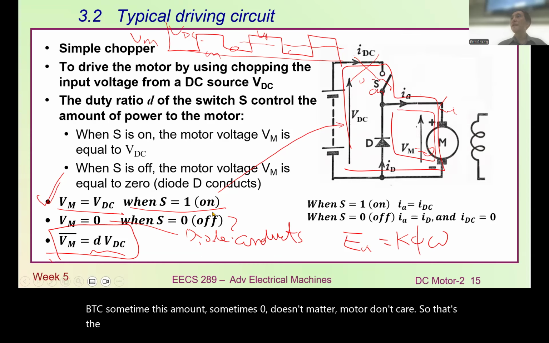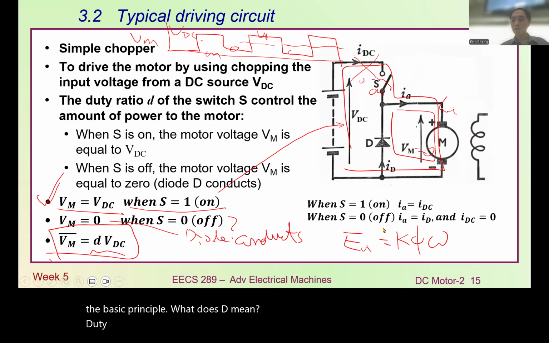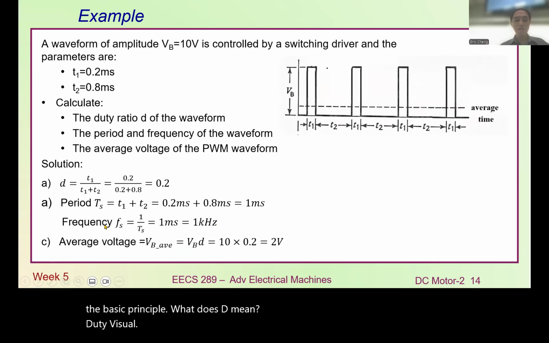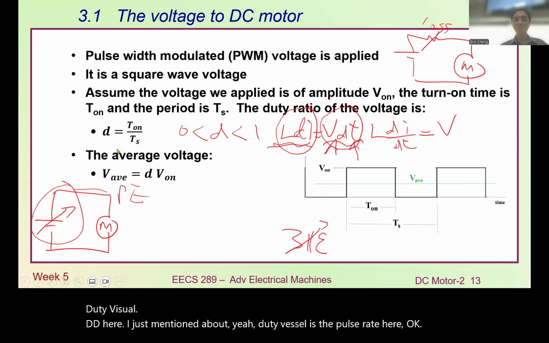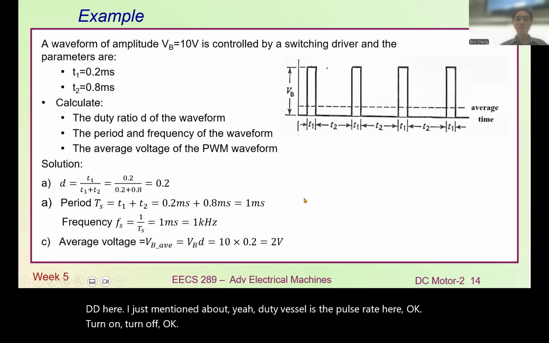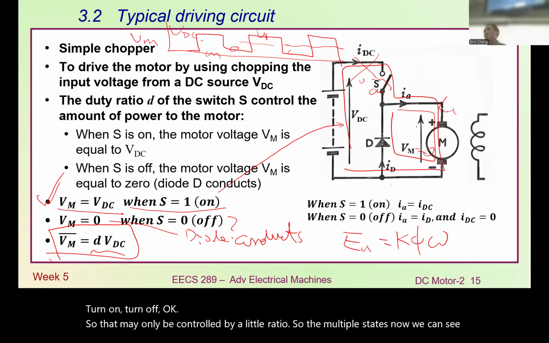What is the duty ratio? D here, which I just mentioned. The duty ratio is the pulse rate here: turn on, turn off. So the motor voltage can be controlled only by the duty ratio.